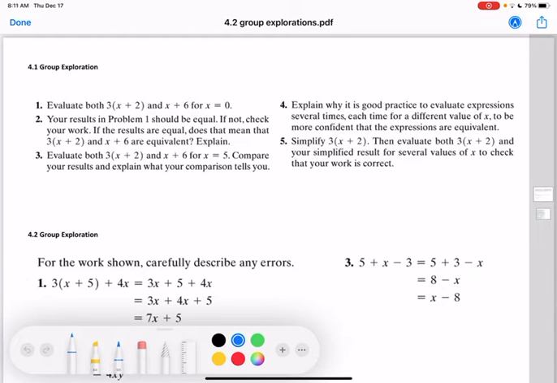So I'll go ahead and start by reading these. So number one, evaluate both 3 times the quantity x plus 2 and x plus 6 for x equals 0. The results in problem 1 should be equal. If not, check your work. If the results are equal, does that mean 3 times the quantity x plus 2 and x plus 6 are equivalent? Explain. So go ahead and give just these first two a try. Okay, so hit pause and come back when you are ready.